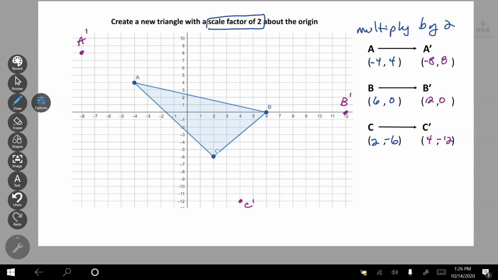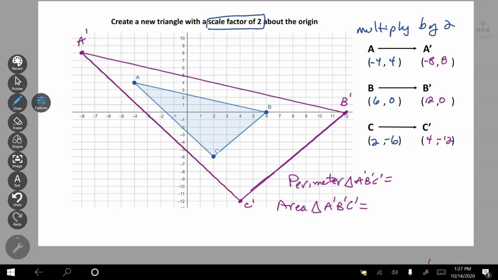And I'm going to connect the 3 dots to make the new triangle. So I drew the sides of the new triangle, A prime, B prime, C prime. You can see the sides are twice as long as before. So my perimeter is twice the perimeter of triangle ABC. But the area is not going to be twice. The area is going to be 4 times the area of triangle ABC, because the scale factor is 2, but area is always a squaring. 2 squared is 4.